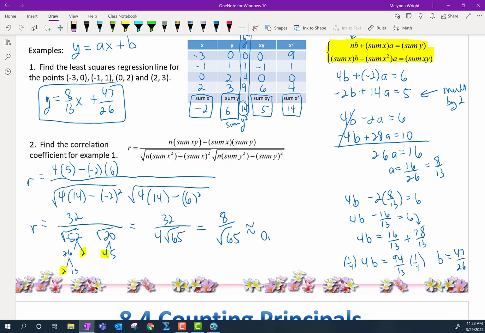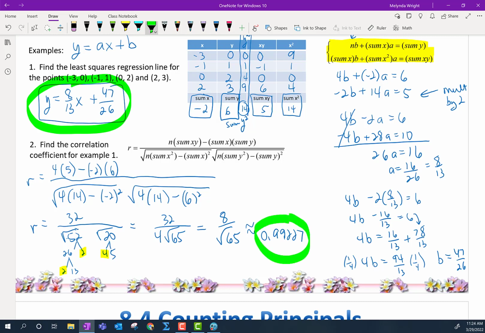0.99227. Well, let me write that better. 0.99227. Ooh, that's very close to 1. Very close, and it's positive. So that means that our equation that we just wrote right here has a very strong positive correlation. So this is a strong positive correlation. So we found a really good line of best fit.